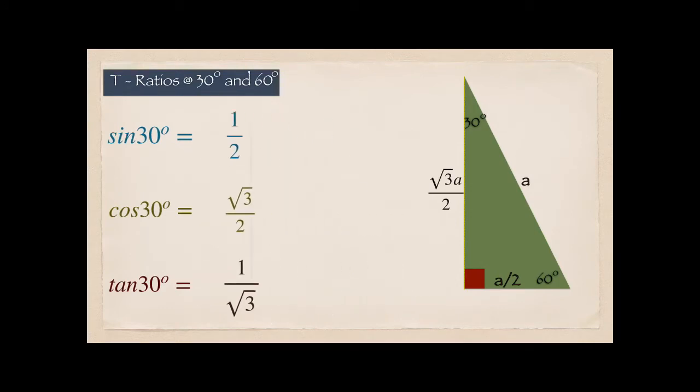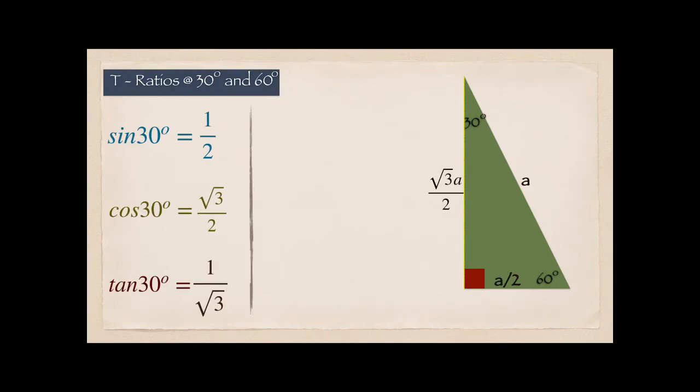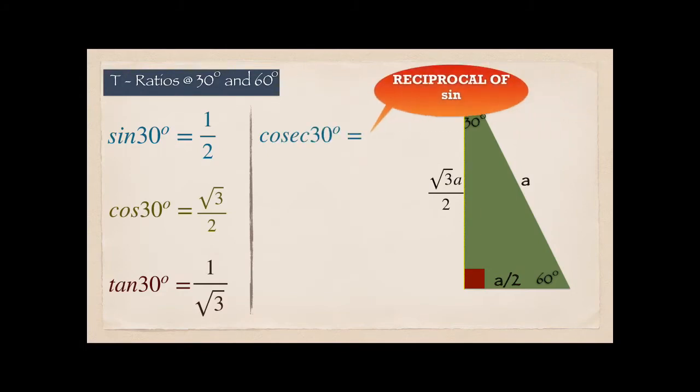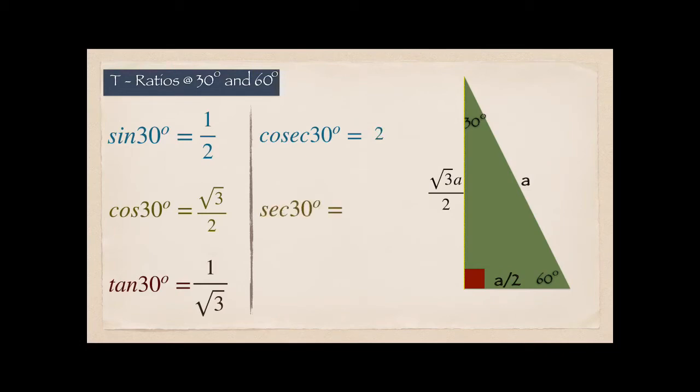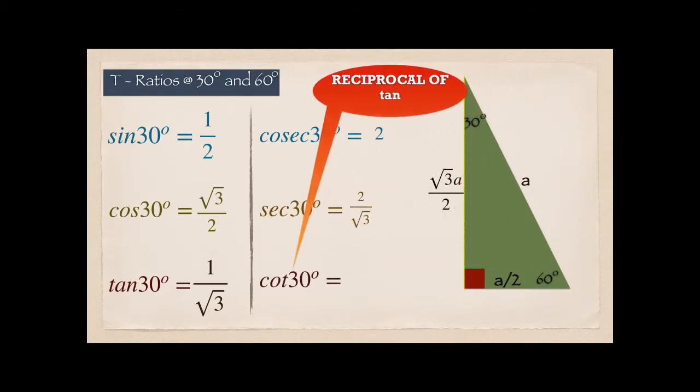For the remaining three ratios, which are reciprocals of these three values, we get cosec 30 as 2, sec 30 degrees as 2 upon root 3, and cot 30 degrees as root 3.